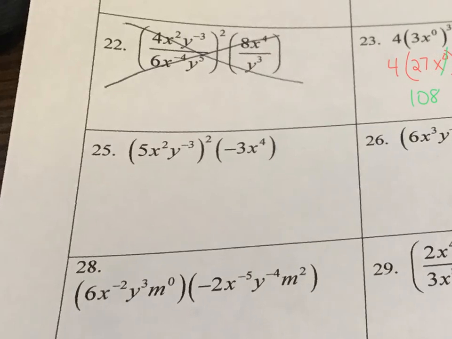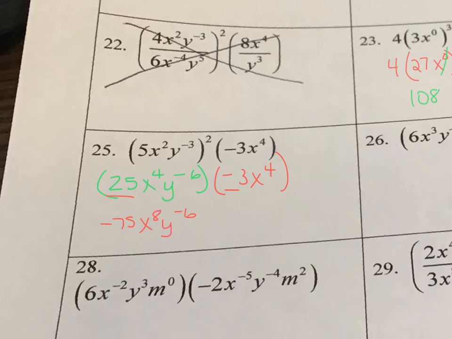Okay, 25. Power to a power. 5 squared is 25. X to the 2nd is x to the 4th. Y to the negative 3rd to the 2nd is y to the negative 6th. Okay, then times negative 3x to the 4th. All right, so if I take 25 times negative 3, that's negative 75. X to the 4th and x to the 4th gives me x to the 8th. And then I have y to the negative 6th.